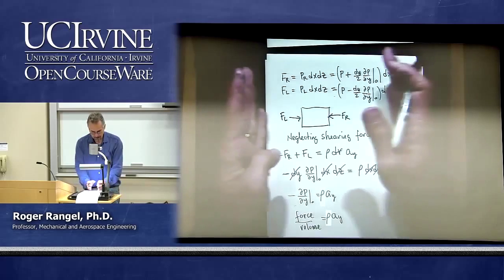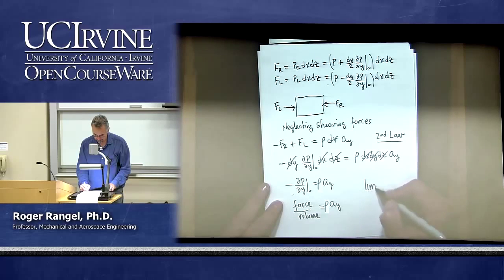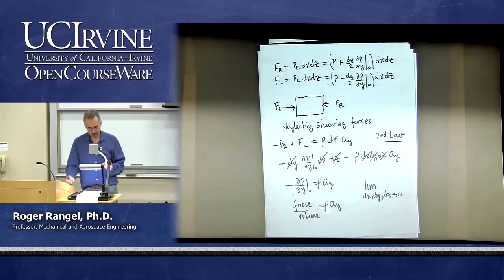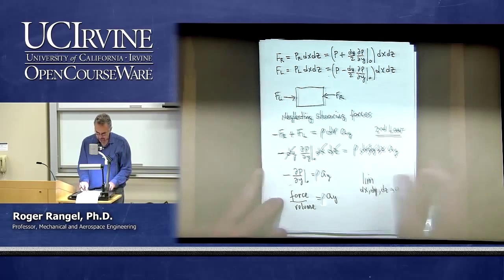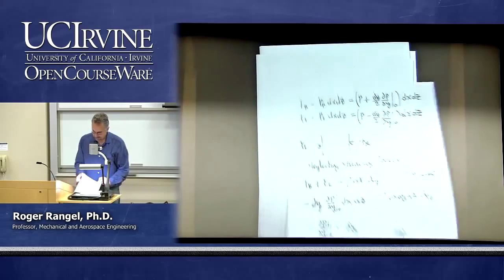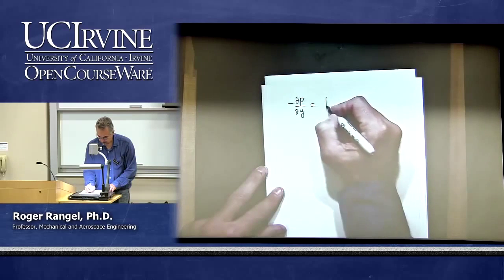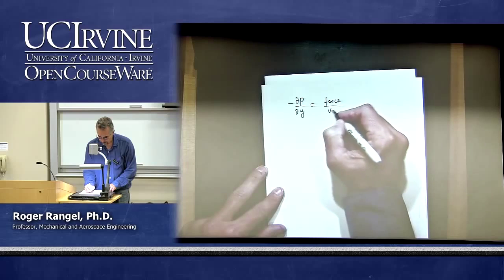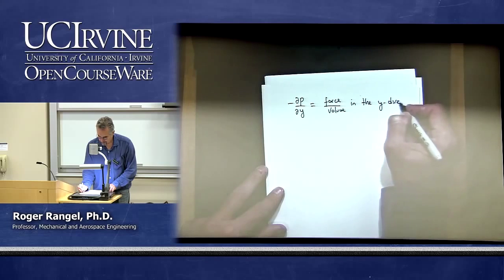Remember, if I now shrink this element to a point, if I take the limit when the element shrinks to a point, dx, dy, dz go to 0, then what I'm talking about is I don't really need to keep track of the gradient at the center because I'm already at the center. So my conclusion is then that minus dp dy is equal to the force per unit volume in the y direction.